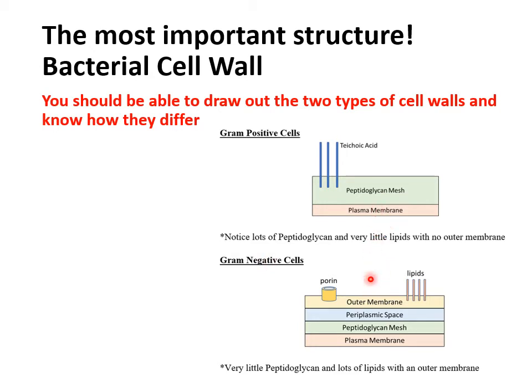Gram-negative cells now have a very thin peptidoglycan layer. They then have an extra gap and an outer membrane. And their outer membrane has a lot of lipids and very selective porins. So what I want you to notice is when you look at these two cells, which one do you think is tougher to treat if someone has an infection? Well, which one would it be harder to get antibiotics into or drugs into?